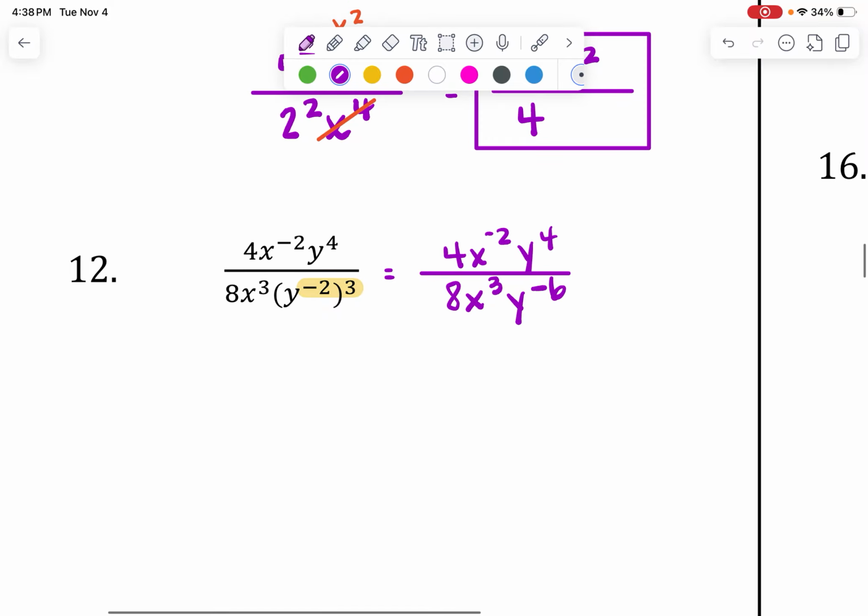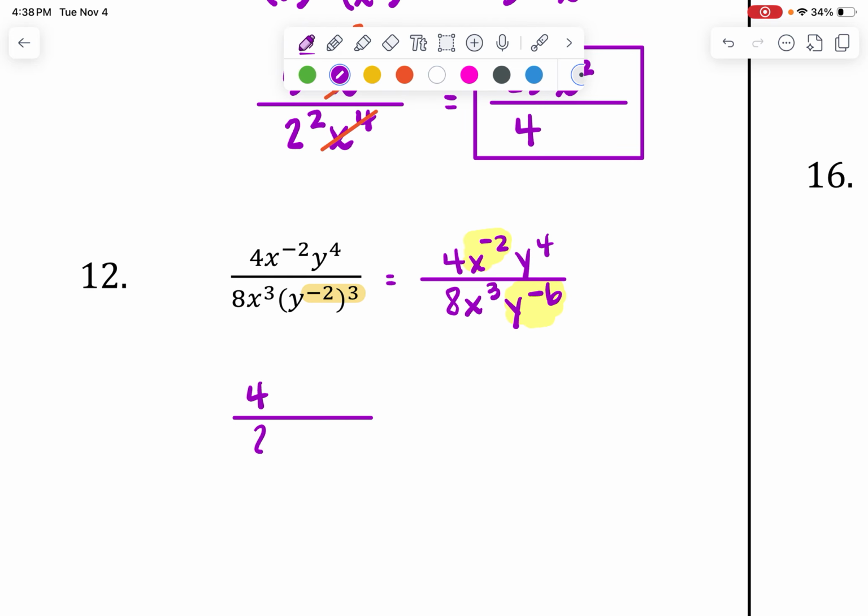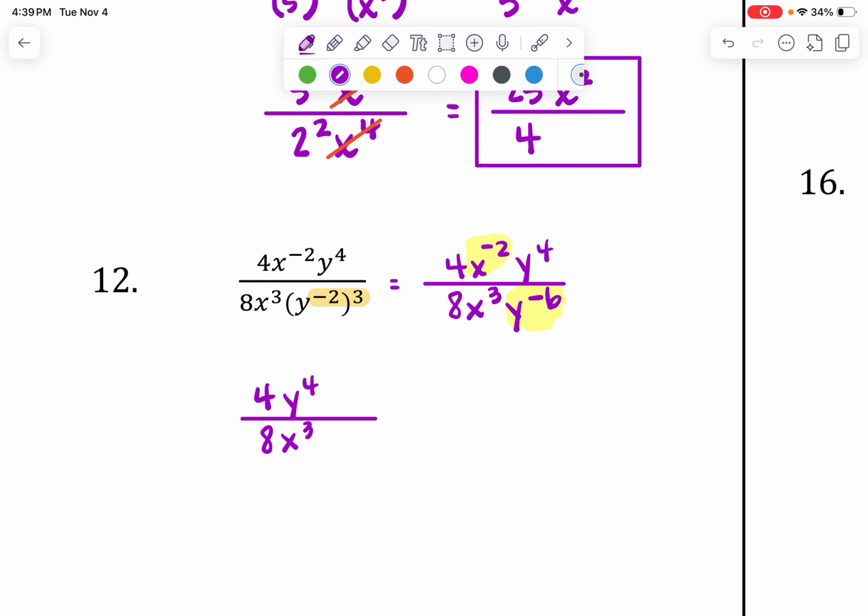Okay, so step number 1, I got rid of the parentheses by multiplying the powers. Step number 2, I definitely notice I have some unhappy negative exponents. So again, I'm going to completely rewrite my entire problem. The 4 and the 8, I'm just going to keep where they are. The y to the 4th on the top is perfectly happy, and the x cubed on the bottom is completely happy. But what's not happy is that x to the negative 2, so I'm going to move him to the bottom. And the y to the negative 6 is unhappy on the bottom, so I'm going to move him to the top.